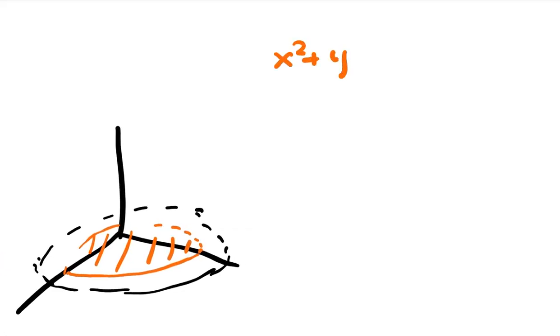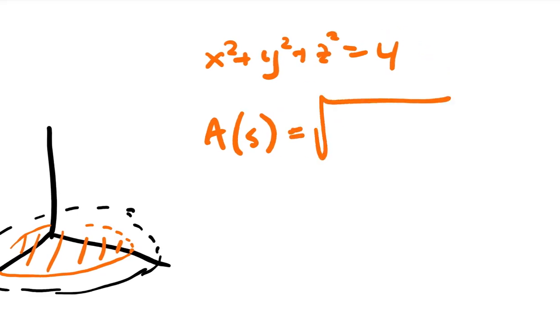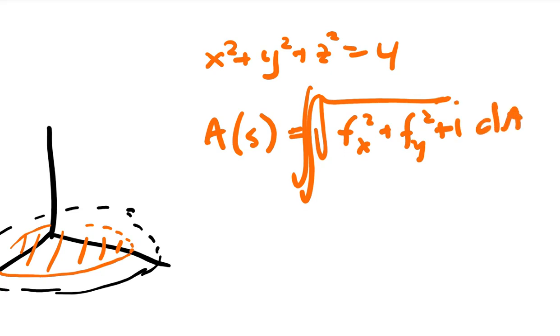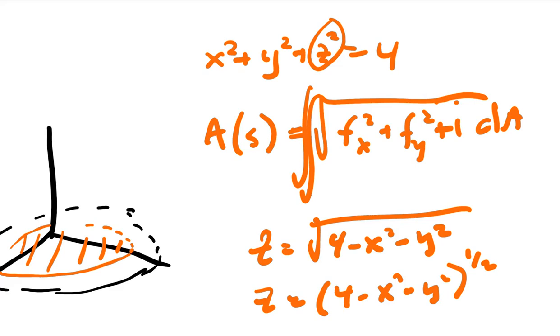So it's x squared plus y squared plus z squared equals 4. Now the area function involves f sub x and f sub y, right? It's this double integral, f sub x squared plus f sub y squared plus 1 dA. So I need to solve for this z. So z is going to be the square root of 4 minus x squared minus y squared, or z is 4 minus x squared minus y squared to the 1/2 power.